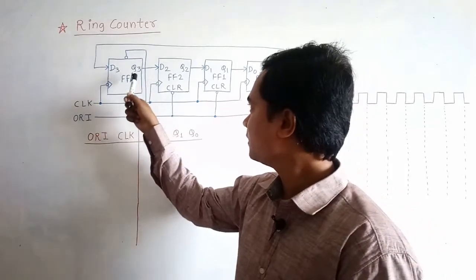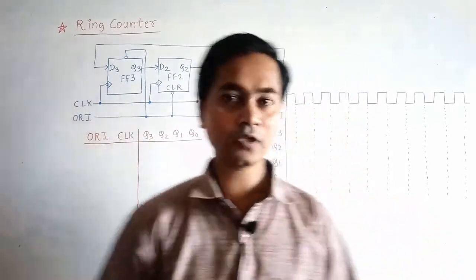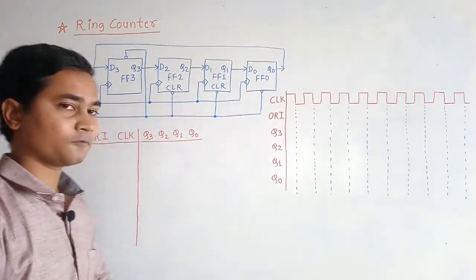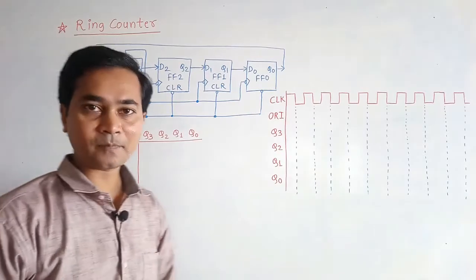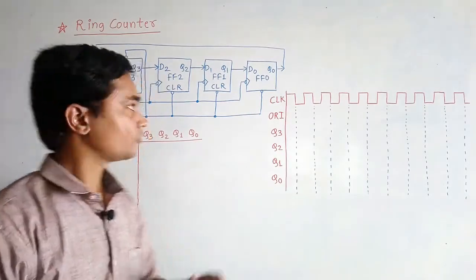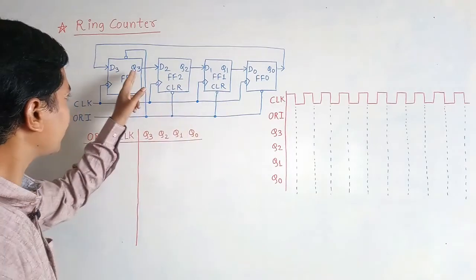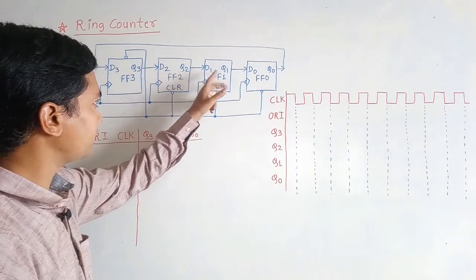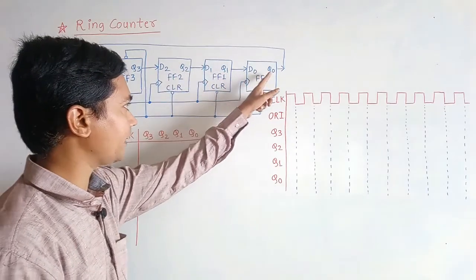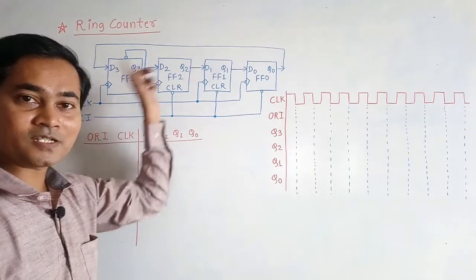First of all we will see the logic diagram of a ring counter. Here we are using 4 flip-flops. Actually the D flip-flop is suitable for a ring counter. Just see the connection diagram. Q3 is connected to D2, Q2 is connected to D1, Q1 is connected to D0 and Q0 is connected back again to D3, which forms the ring.